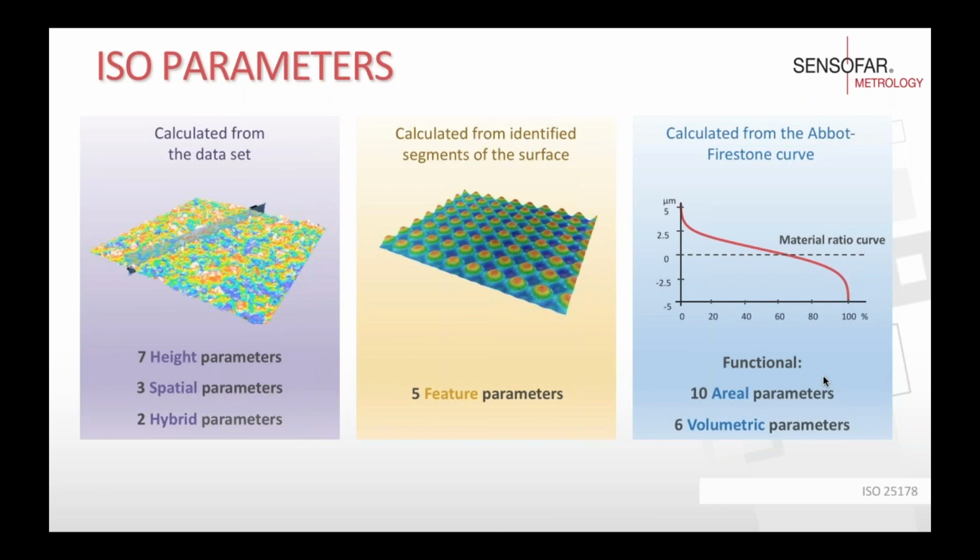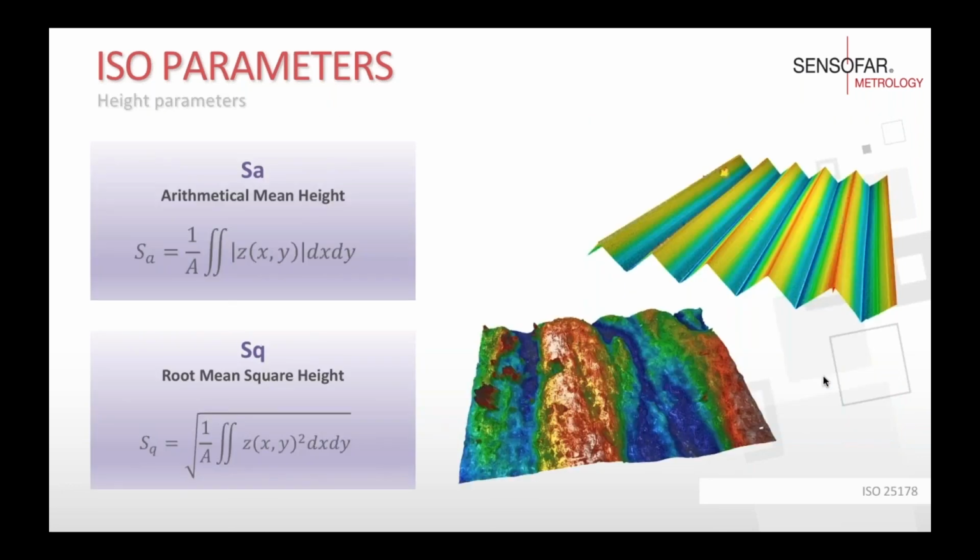So we have a lot of different parameters that we can calculate out of a surface, but the ones that we are always asked for and that are most known are SA and SQ. I'm pretty sure that you know them, and they are means of height.